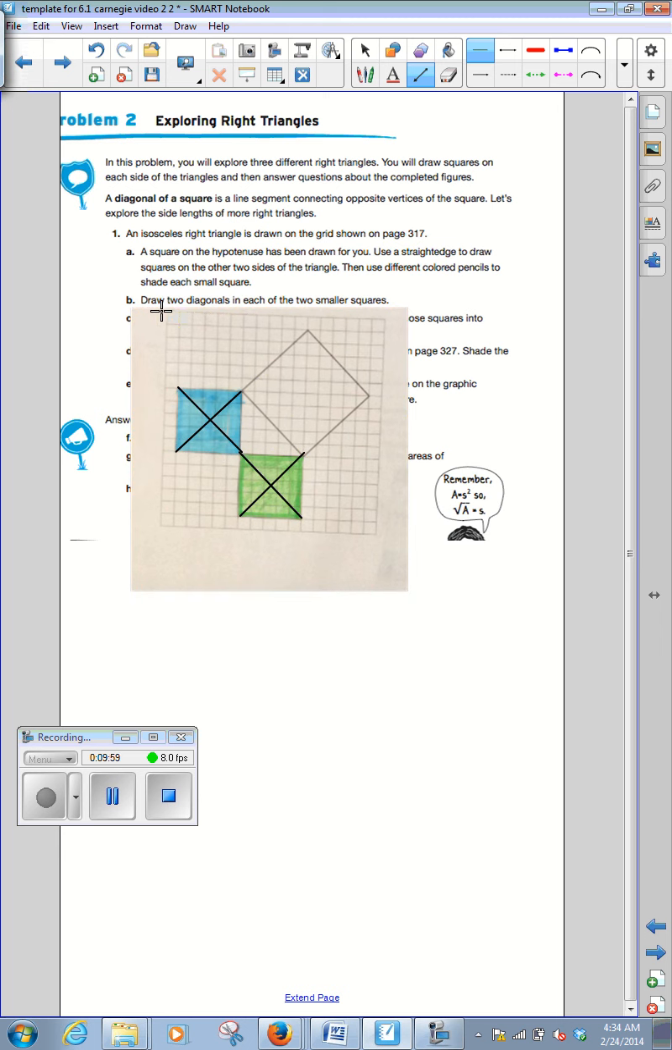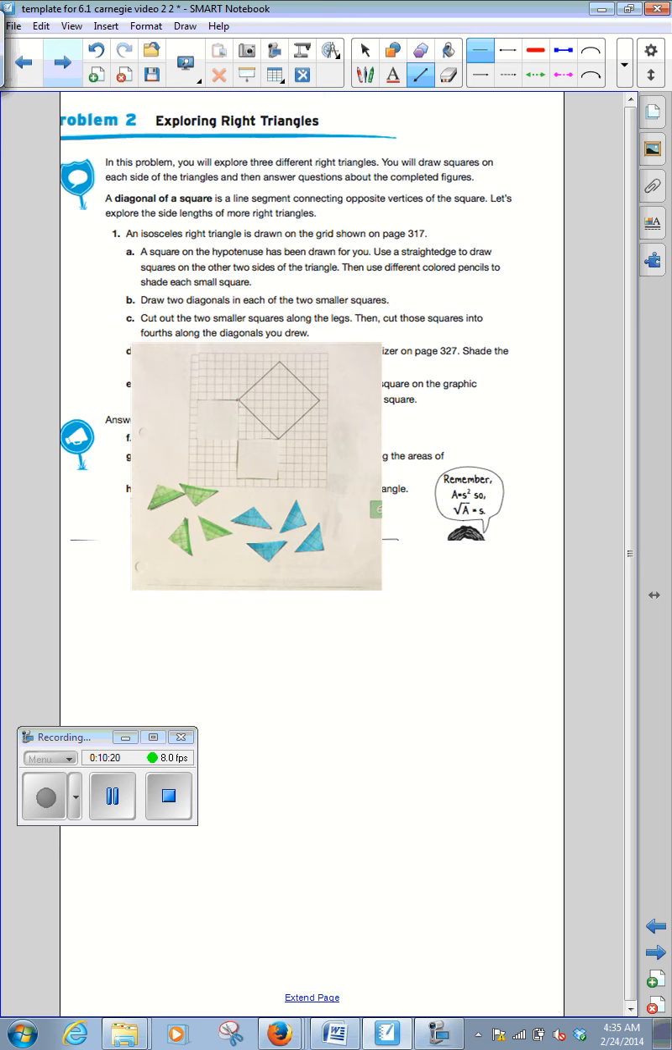Then the next set of directions said, draw 2 diagonals on each of the 2 smaller squares. So the 2 smaller squares, I took and I drew straight lines from one corner to the other corner. If you haven't done that now, make sure that you pause the video and that you do that.